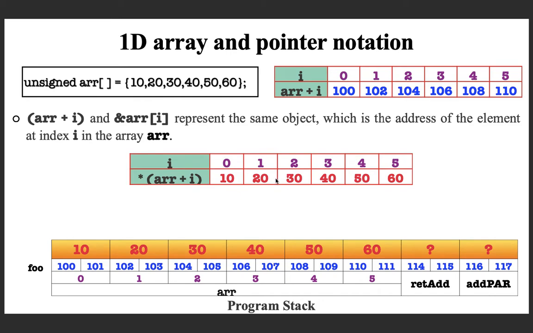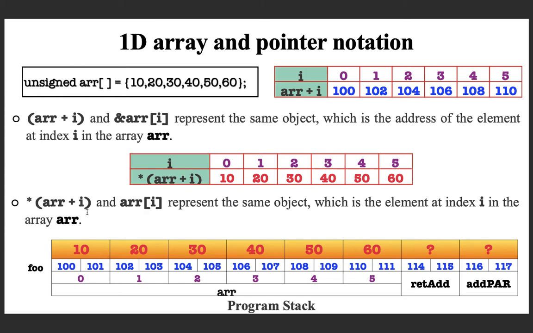Please do not get confused. Here what we are telling is that ARR[I] is the usual syntax we use to represent the value, and which is same as star of ARR plus I, because this is the address of the element at index I. So, in that way it is a pointer, and using pointer, this is how you access the value. Okay, now we have two equivalent representations for the address of an element in the array and also for the value of an element in the array. Okay, I hope you are following me.